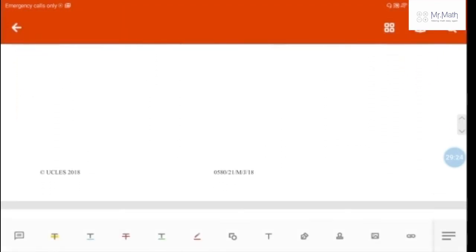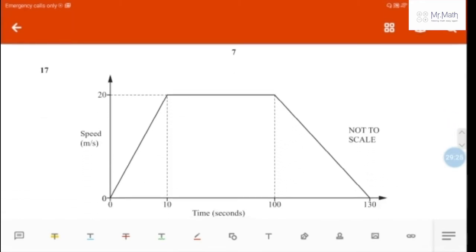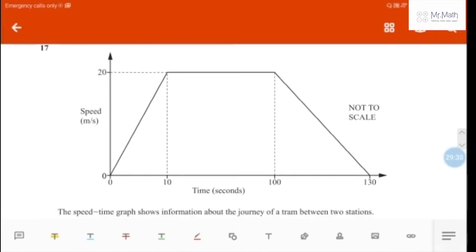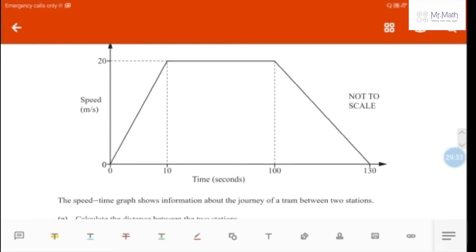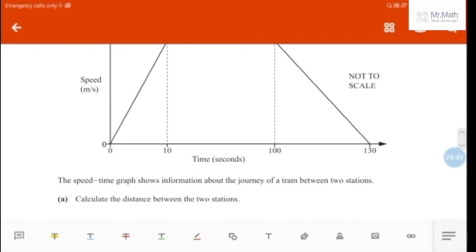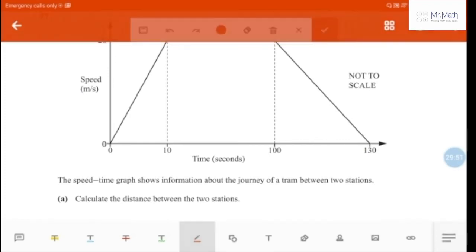Now let's solve question 17. In question 17, I'm given this graph, this speed time graph, and it shows information about the journey of a tram between two stations. On the y-axis I have the speed, and on the x-axis I have the time. And in part A, it says calculate the distance between the two stations.